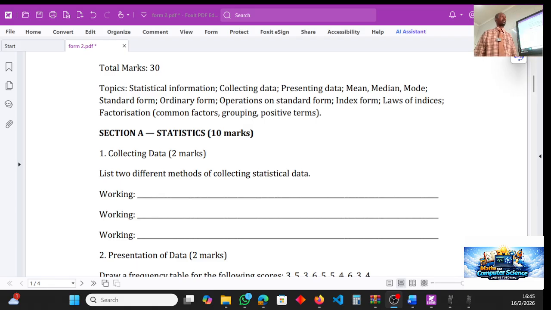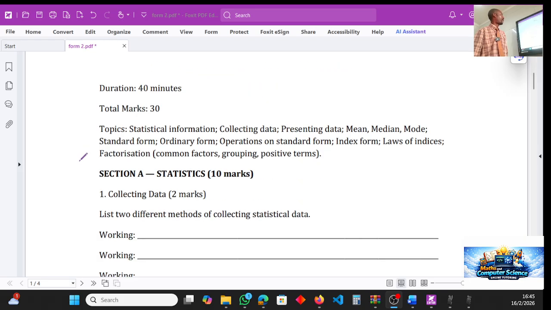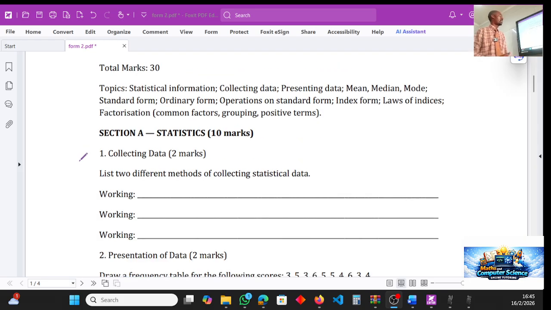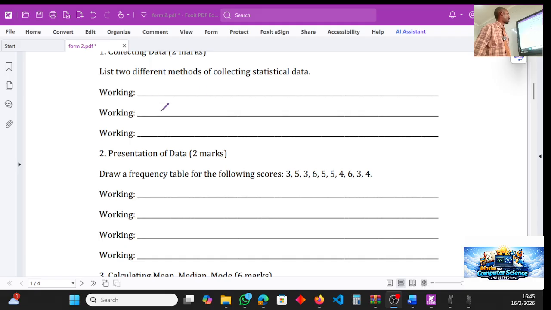This time around, I'm presenting a Form 2 activity, which is centered around the following concepts. That's mainly data representation and measures of central tendency, where we're interested in the calculations of mean, median, and mode. We'll also delve into standard and ordinary form, operations in standard form, index form, laws of indices, factorization. So without further ado, let me start.